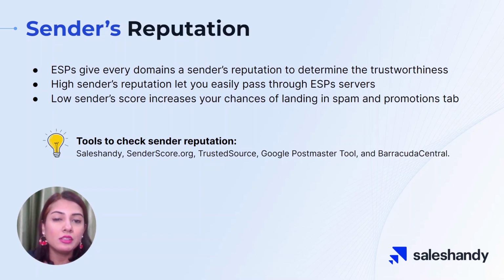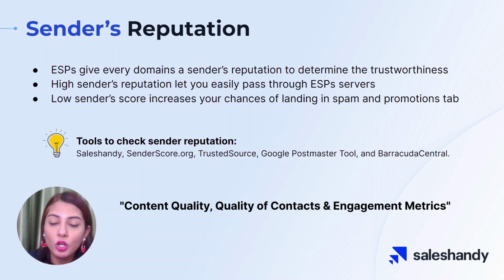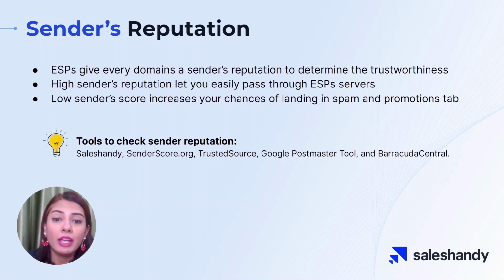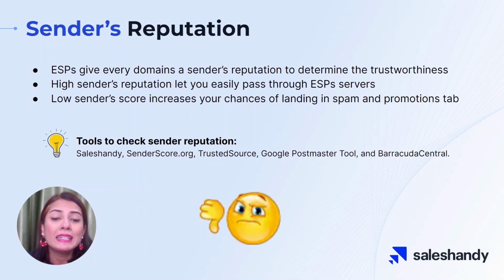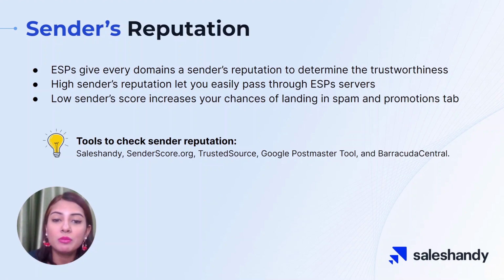But how exactly is a sender reputation score determined in the first place? Factors such as the content quality, quality of contacts, and the engagement metrics of previous emails from your domain are all taken into account when determining a score. This is why we heavily emphasize prioritizing those elements in the earlier parts of this lesson. If your sender reputation drops below a certain threshold, ESPs are inclined to block your emails from landing in the primary inbox of a recipient or anywhere in their inbox.